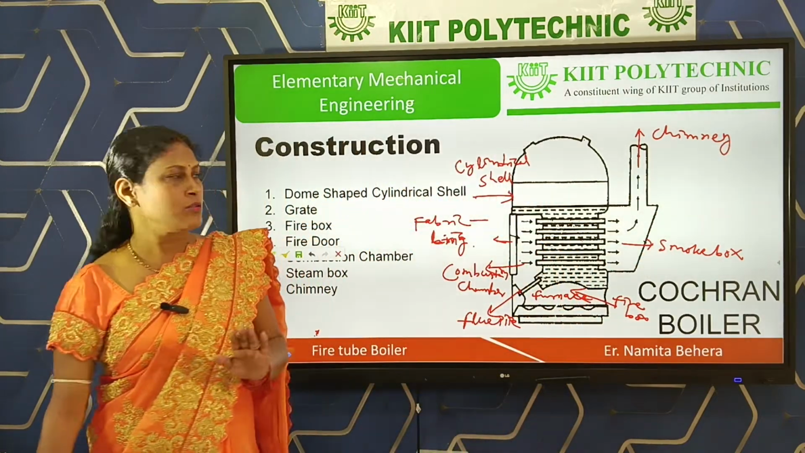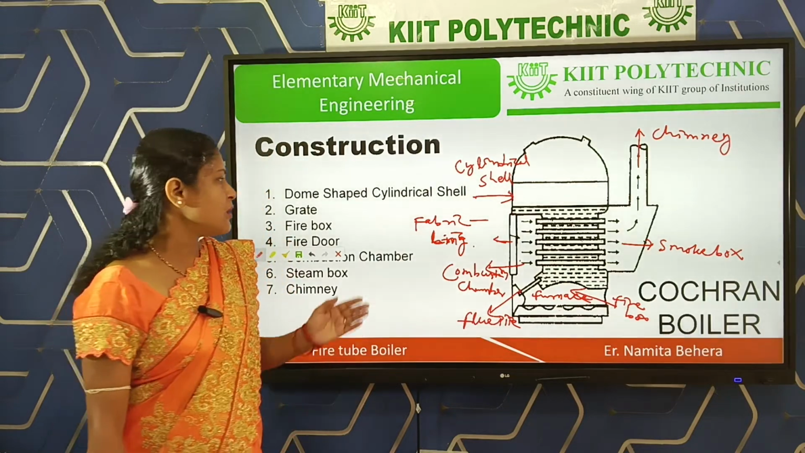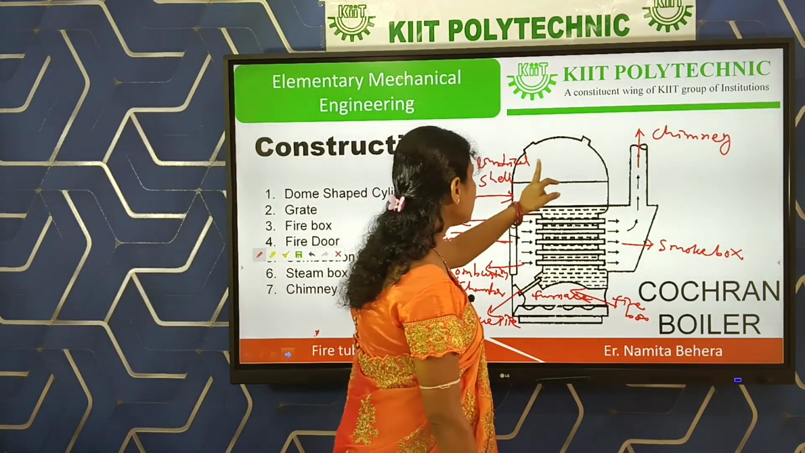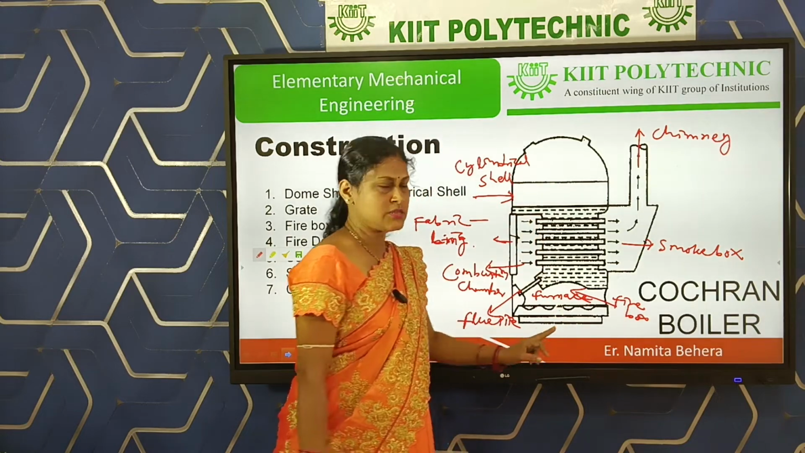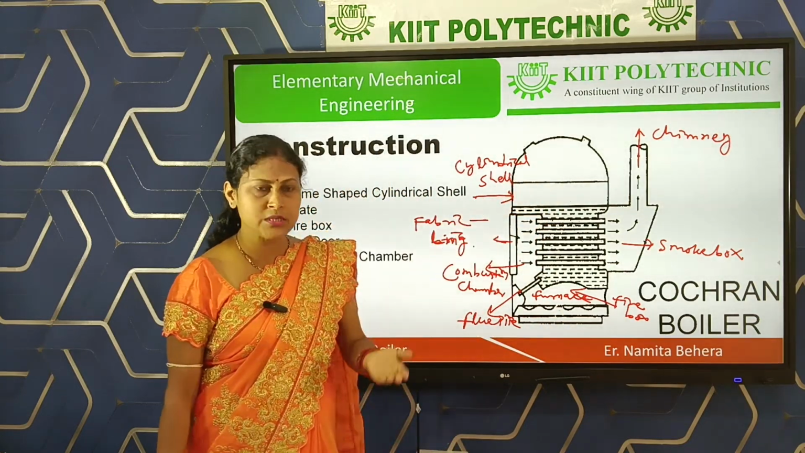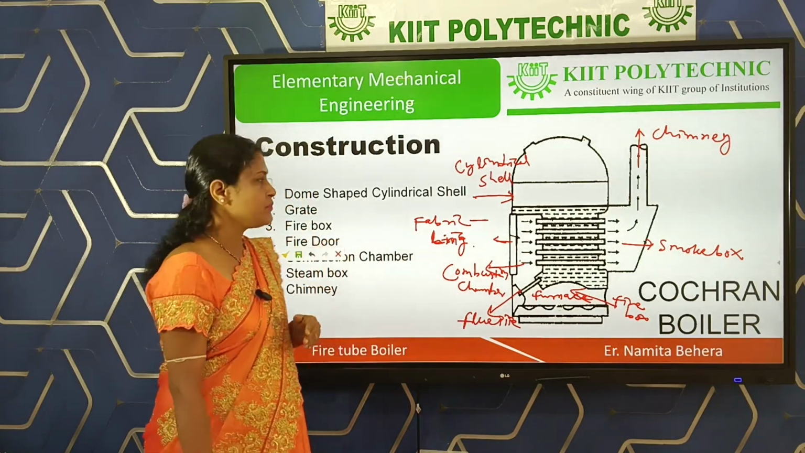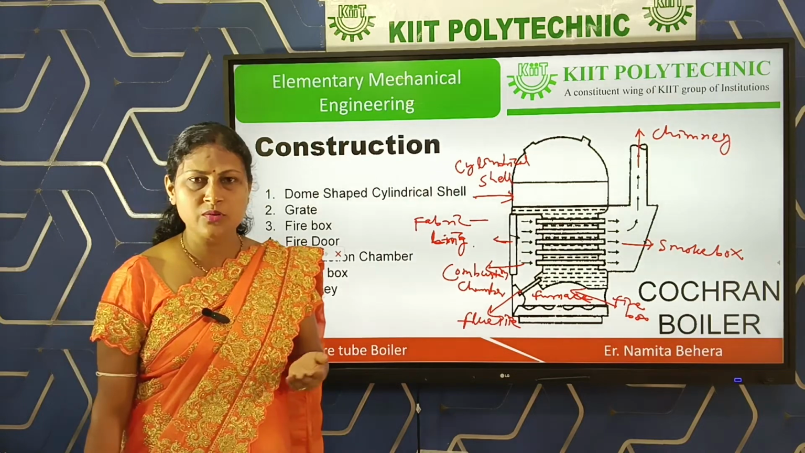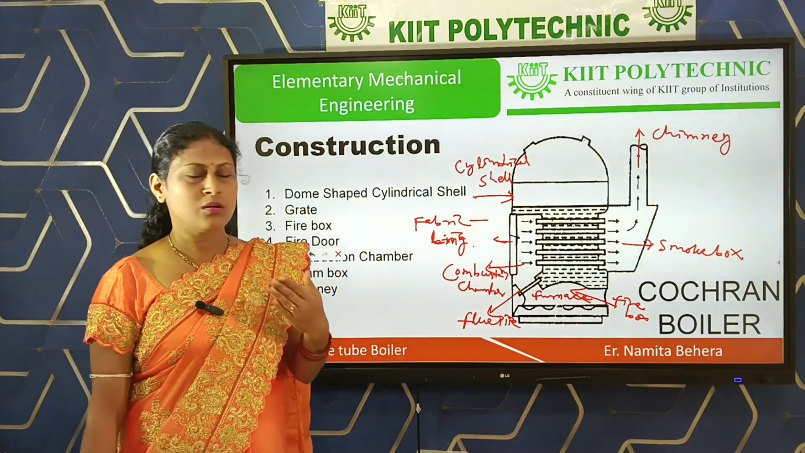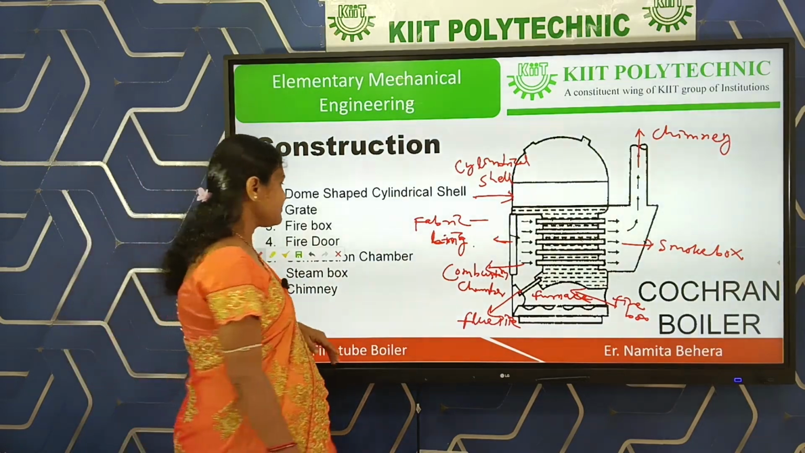So when steam is produced with the help of the combustion of fuel, the steam is present at the top of the boiler shell. Whenever steam is required, it is passed through the anti-priming pipe.